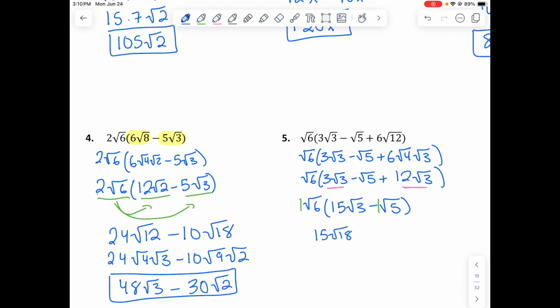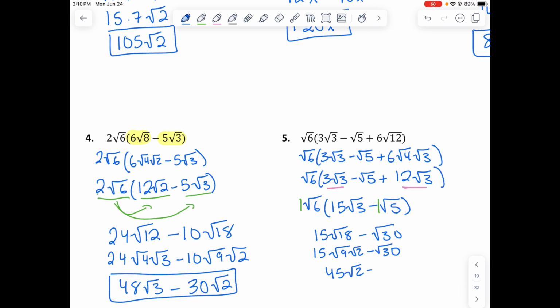It's like I have a 1 here and a 1 here. So I will have 15 root 18 when I distribute root 6 to the root 3. And then I will have minus the square root of 30. Square root of 30 will not simplify, but square root of 18 will. So I will do that simplifying right here.